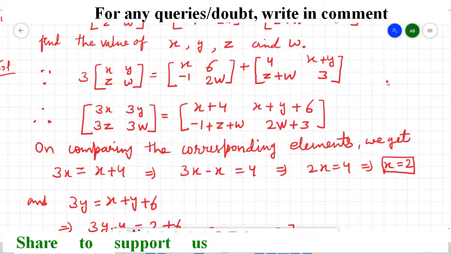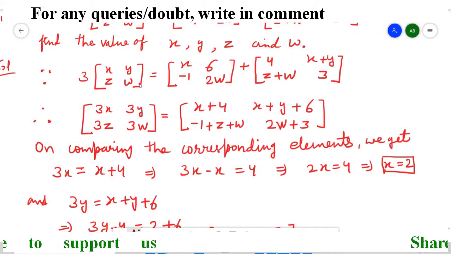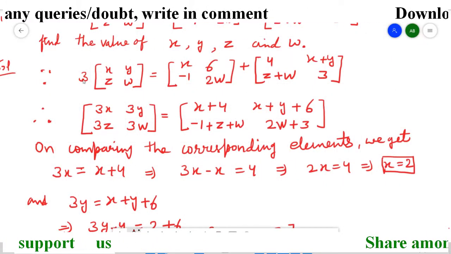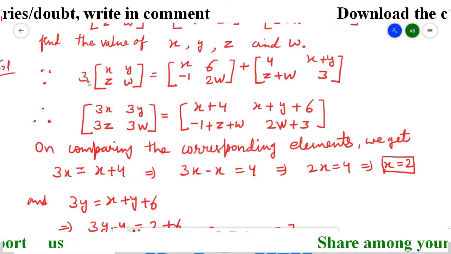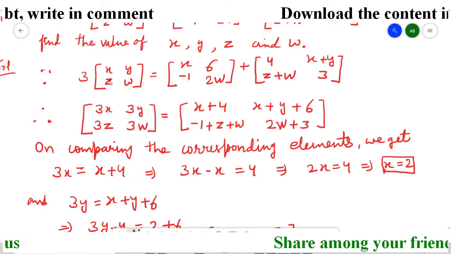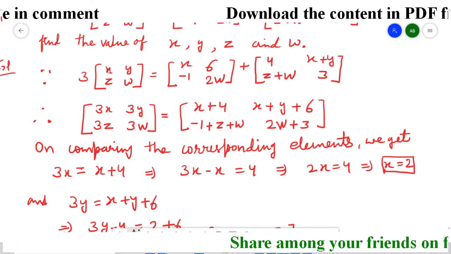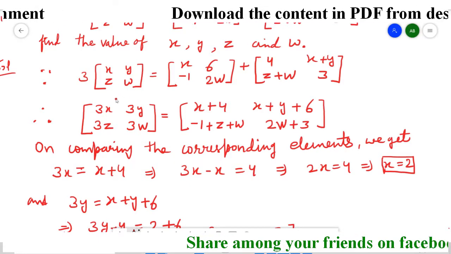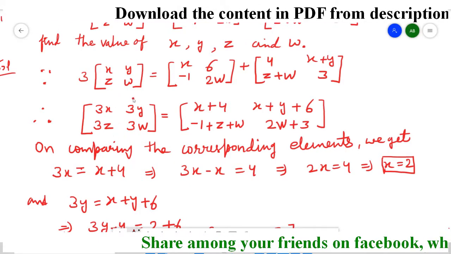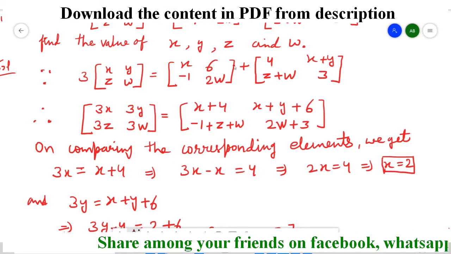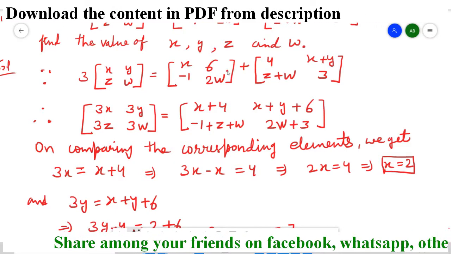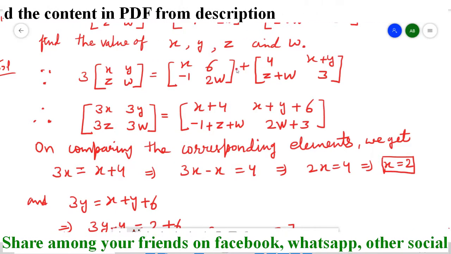So first I wrote the given equation here. First we'll solve them. For that I multiplied the 3, and you know how to multiply a number by a matrix. This 3 will go inside and it will multiply by all the elements of the matrix. So we'll obtain this, and after the equal sign, on the right side in the given equation we have the sum of two matrices. So we have to add them.